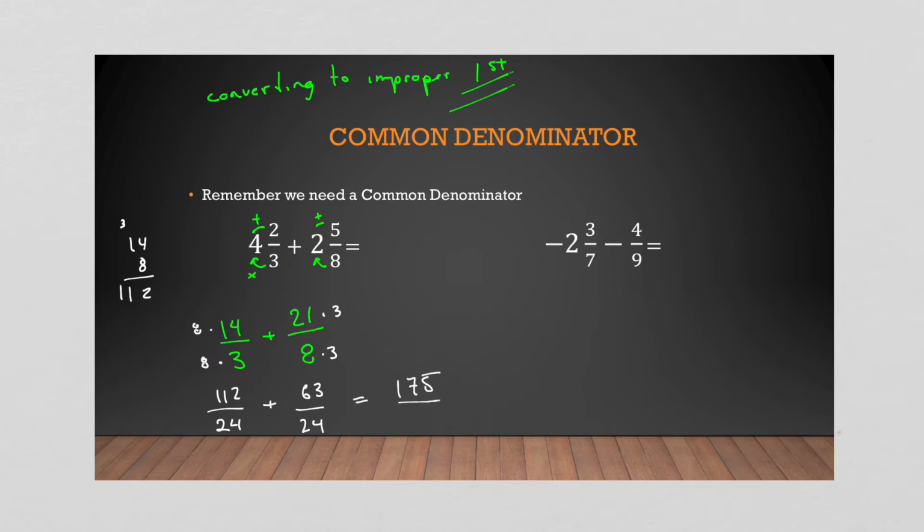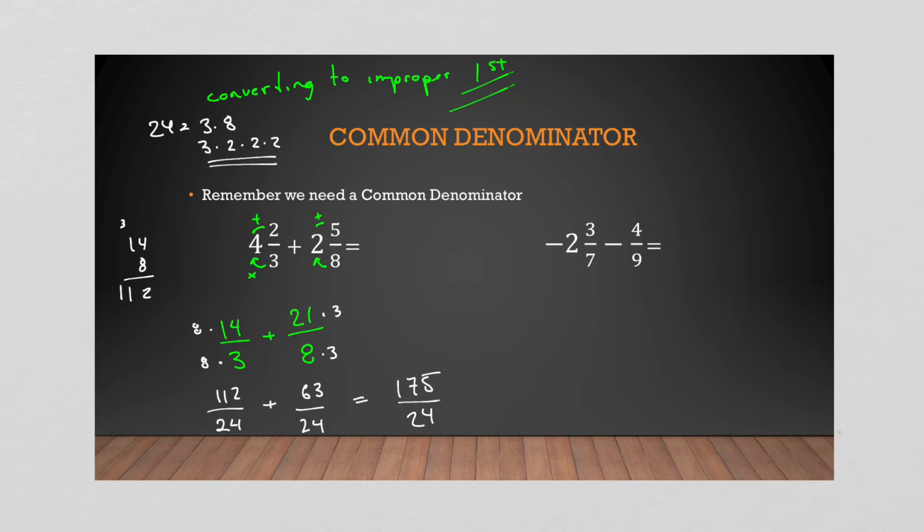175 over 24. Now, you might think, can I simplify that? And one, I do not need a mixed fraction. I'm happy with improper fractions. And how to determine whether or not you can simplify it is remember that 24 is the same as 3 times 8. And 8 is the same as 2 times 4, which is 2 times 2 times 2. So unless I can divide 175 by 3 or 2, I'm done.